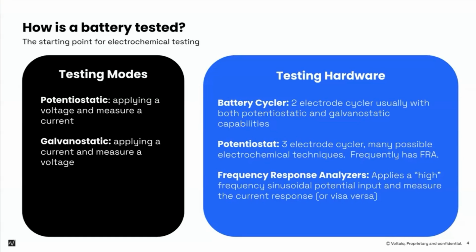What I'm going to be showing you today is going to be focused from a dQ/dV perspective. You can do it with a battery cycler or with a potentiostat. Frequency response analyzers are not as important. Okay, with that, I'm going to move to the next slide here.